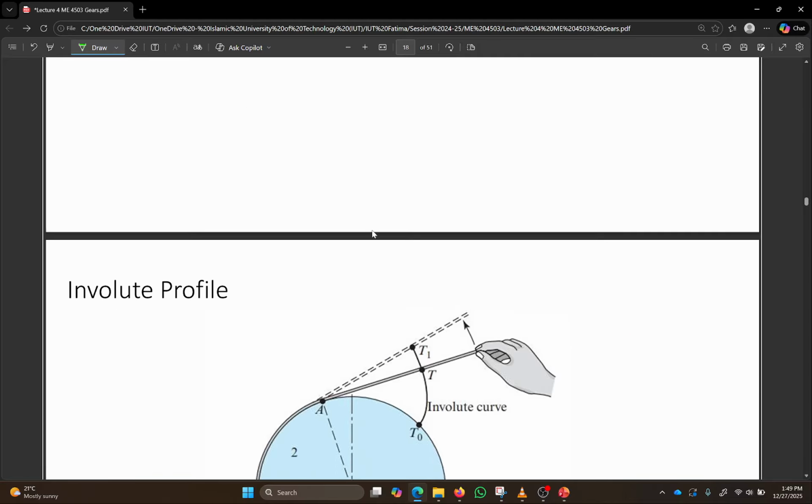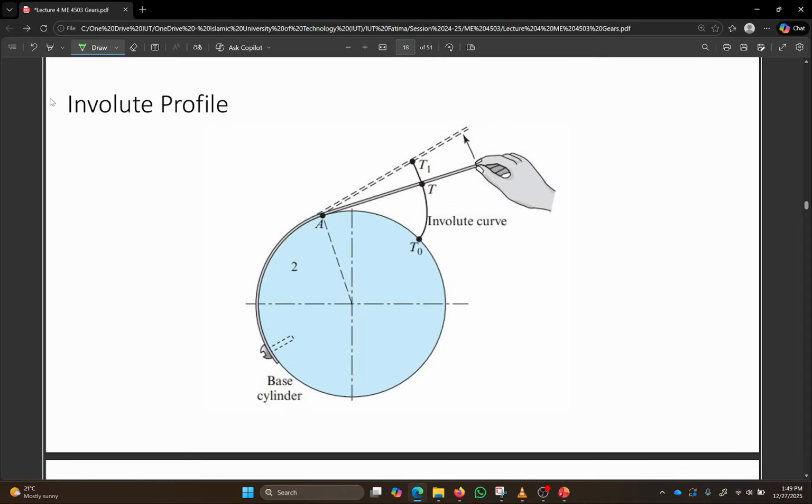So, what is an involute profile? How to draw it? Usually in lab, we used to have another experiment called the experiment of loci, but this is a very easy experiment, so we skipped it this time, and inshallah we won't be doing it anymore.